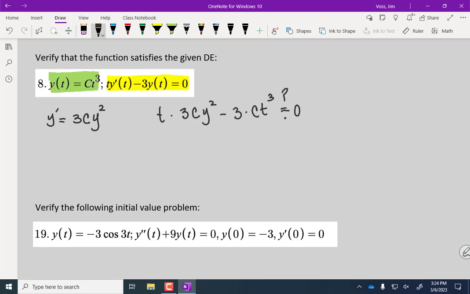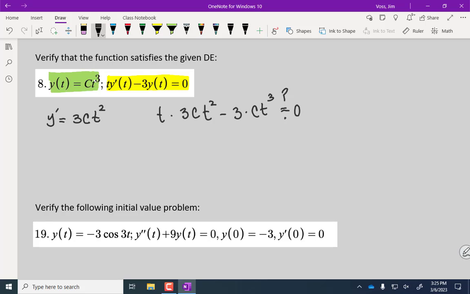And sure enough, over here we have 3c times t squared. Let's see. Oh, why is that a y squared? Because what should that letter be? t. When we differentiate t cubed, we should get 3t squared. Thank you.